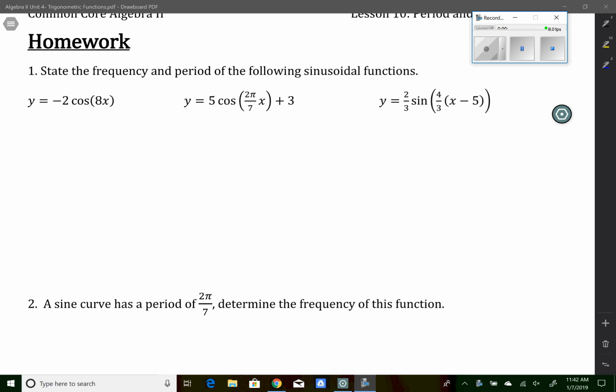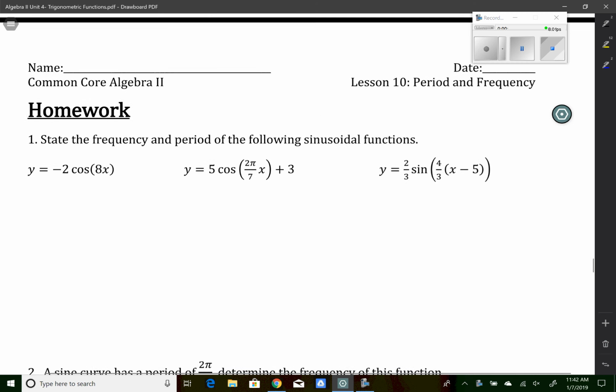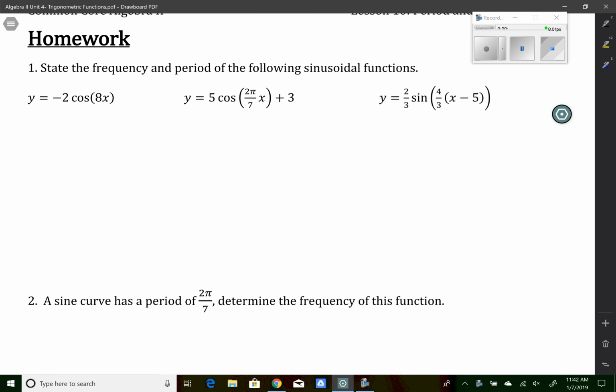All right, everybody, welcome to the video here for lesson number 10 on period and frequency of a sinusoidal function. So whenever we're determining the period or the frequency, we need to look at the equation and what's multiplied by x. So in this first equation, I see a frequency of 8.